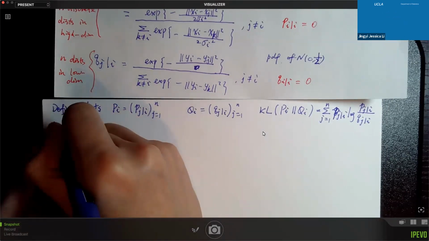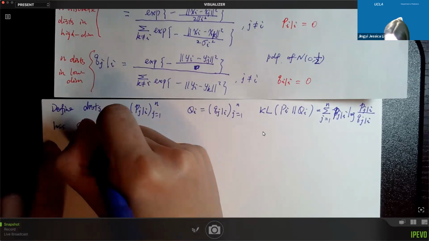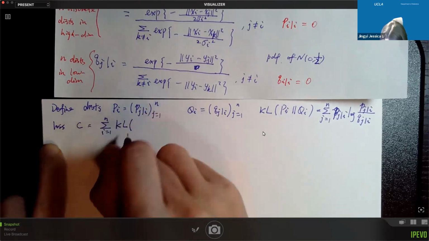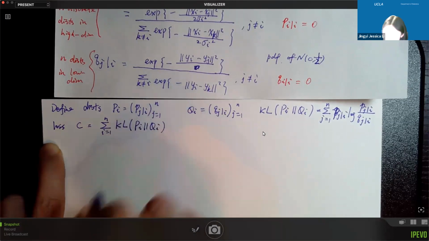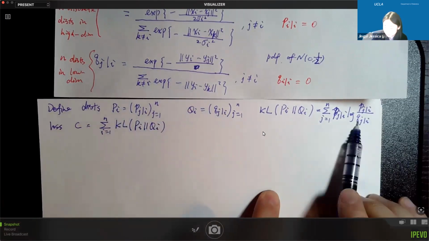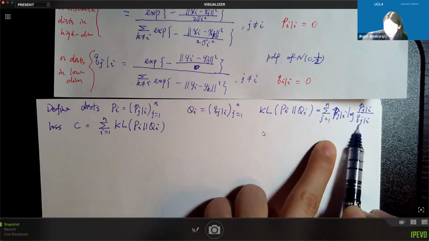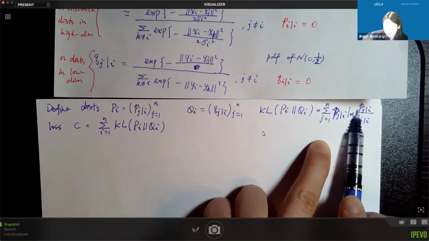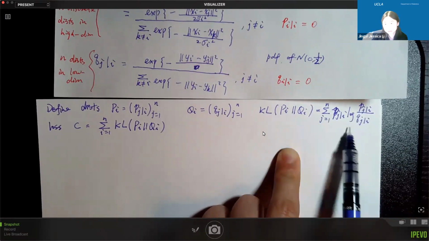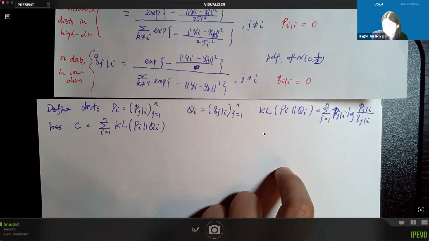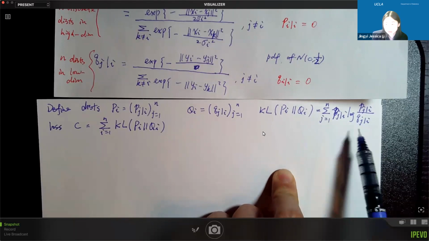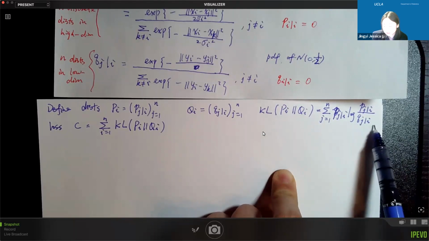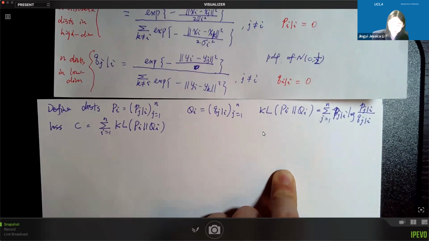So then the loss, we call it C, is defined as the summation of the KL divergence between Pi and Qi. By the way, you can see why the KL divergence will encourage Qji to be equal to Pji, because when Qji equals Pji, we have log of 1, and that's 0. So then the KL divergence goes down to 0. And we can show mathematically that the KL divergence is non-negative. So the smallest possible KL divergence is equal to 0, and that happens when all the Qji's equal Pji's for j from 1 to N.